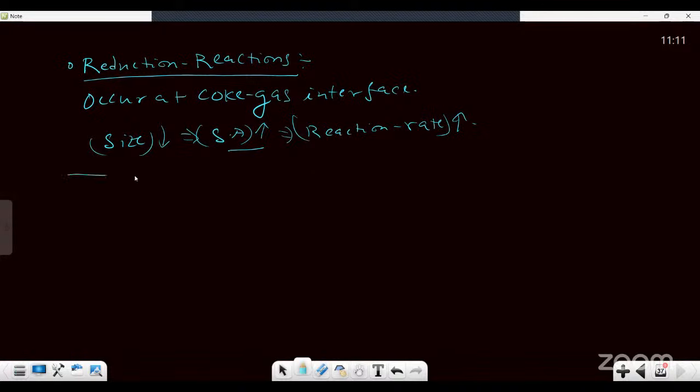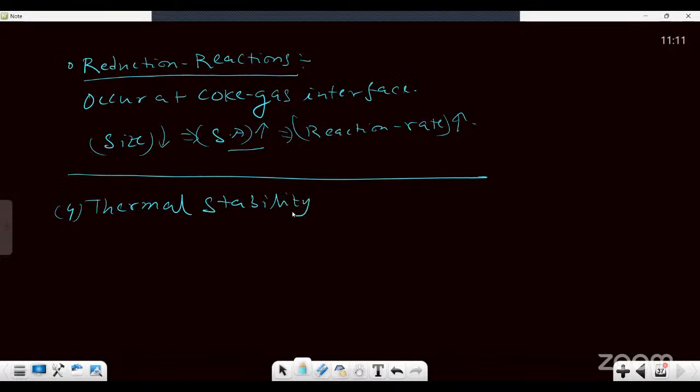Now, the size factor we have seen. Now we will talk about the thermal stability of the coke. This is also very important. Let us see the thermal stability of coke. Just give me 2 minutes. We'll resume.